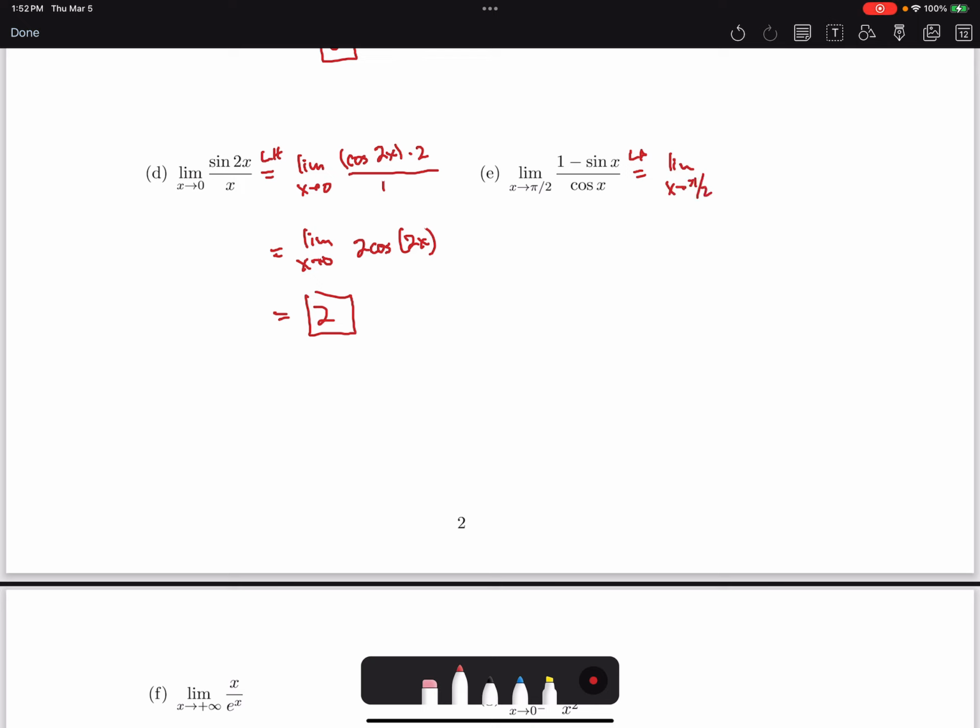So we're going to take the derivative of the numerator, derivative of 1 minus sine x. Well, derivative of 1 is 0. Derivative of negative sine x, I suppose, would be negative cosine x, right? The derivative of cosine x is negative sine x. Okay. Cosine x over sine x is cotangent x, and the negatives will cancel. So we've got limit as x approaches pi over 2 of cotangent x.